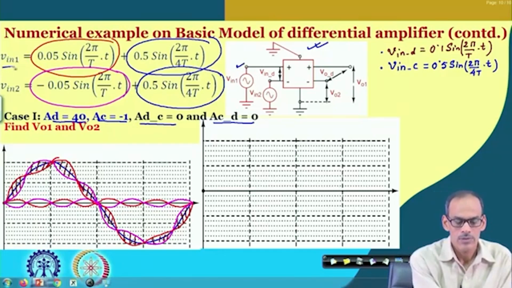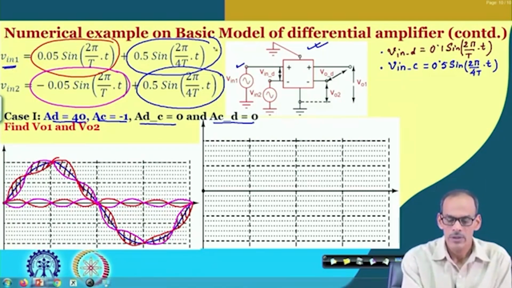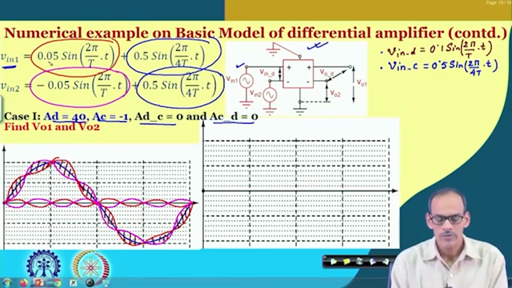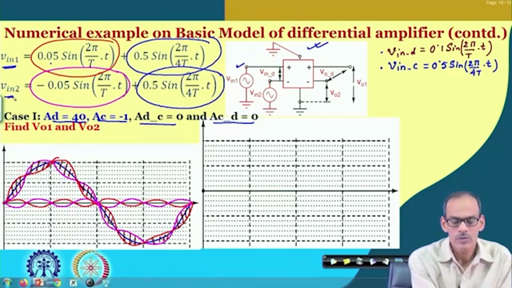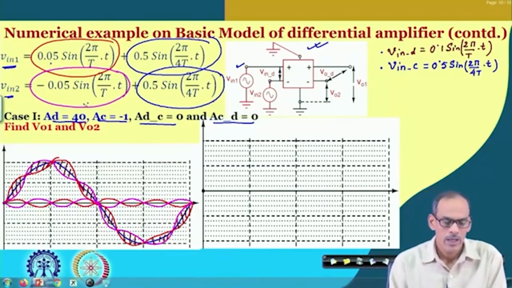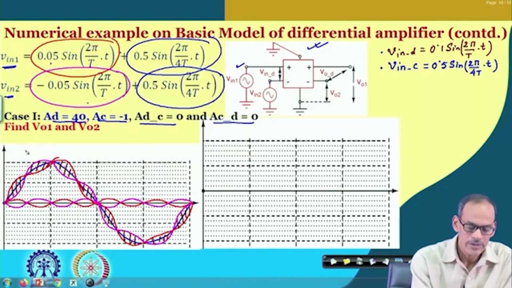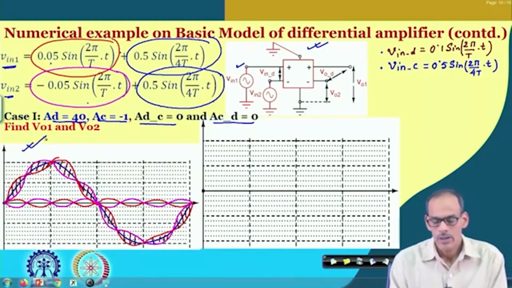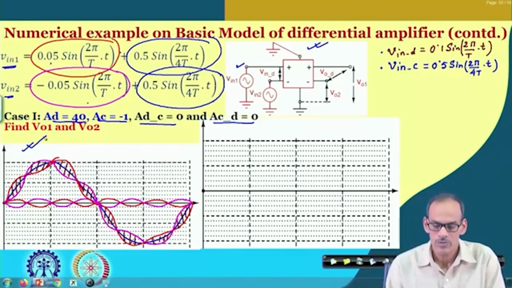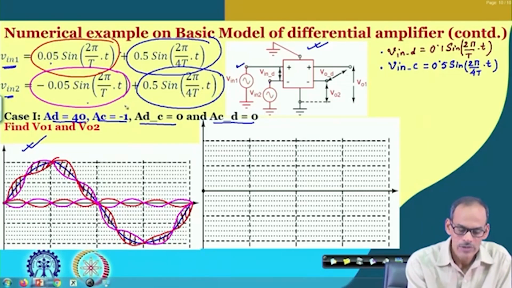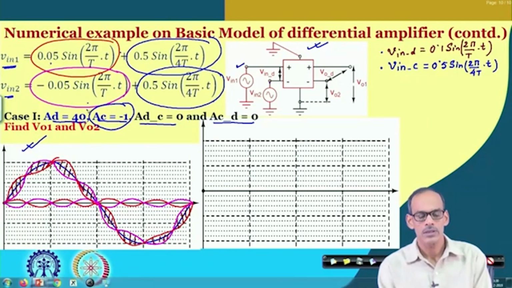And the signal we are feeding here at terminal 1, called V in 1, is having common mode component and half of the differential part, and likewise at the other terminal we are feeding V in 2, that is also having common mode component and half of the differential signal. And this signal pictorially is shown here. As we have discussed for the previous case, the signal remains the same at the input port.